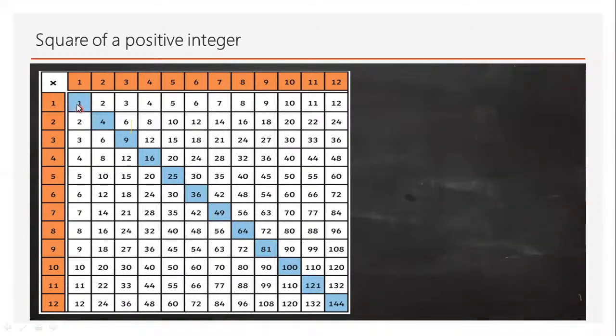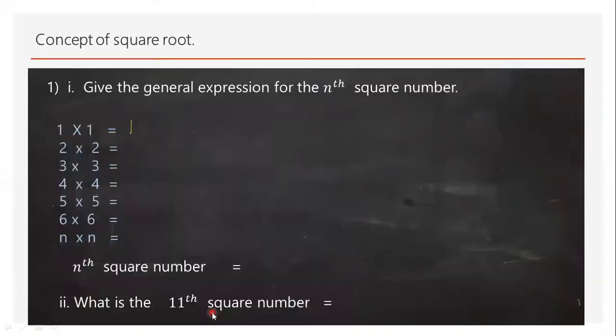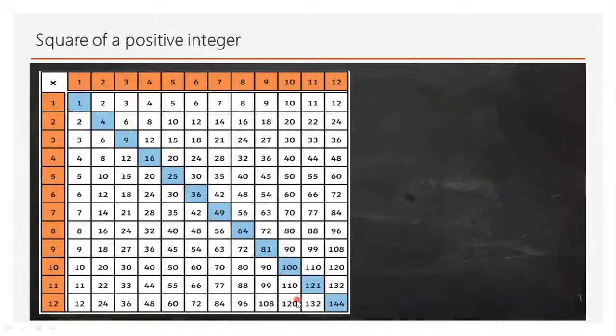Then this diagonal, 1, 2 times 2, 4. This diagonal you can see 4 here. And here 3 times 3, 9, 4 times 4, 16, 5 times 5, 25, 6 times 6, 36, 7 times 7, 49, 8 times 8, 64, 9 times 9, 81, 10 times 10, 100, 11 times 11, 121, 12 times 12, 144.